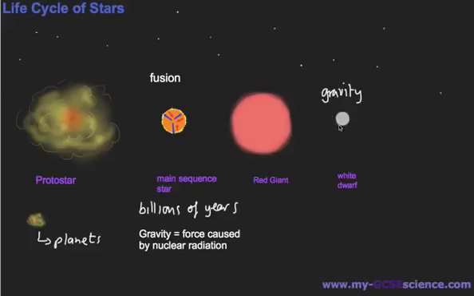It will still be very hot, but then over time, because there's no fusion reactions going on, it will cool down to produce what we call a black dwarf. Now this is what happens with stars that are roughly the size of our own sun. Stars that are much bigger go through a slightly different cycle, and we're going to look at that now.